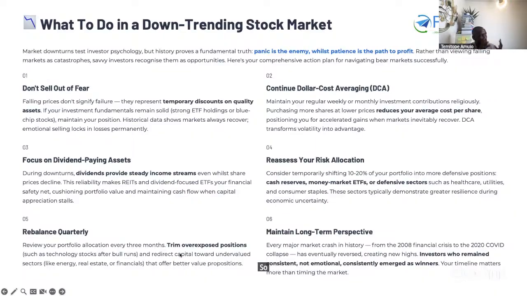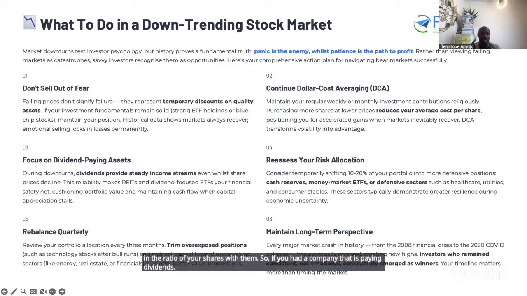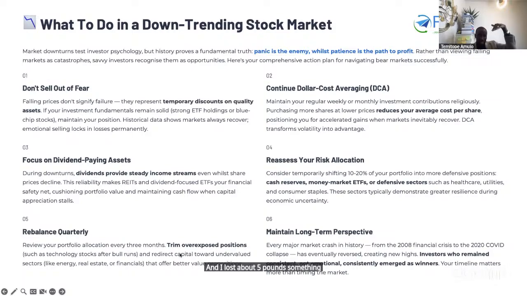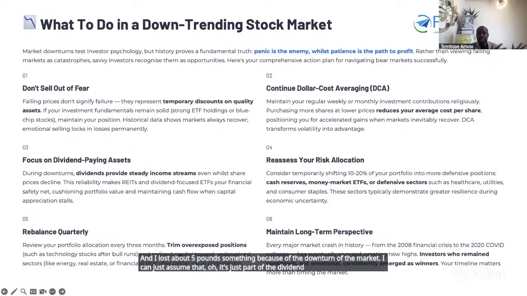So the third one here says focus on dividend paying assets. We talked about dividends earlier, and we said that is the extra money that you get from the profit of the company you've invested in, in the ratio of your shares with them. So if you have a company that is paying dividends, like I told you, there was a dividend I received of about 13 point something pounds, and I lost about £5 something because of the downturn of the market. I can just assume that it's just part of the dividend. My capital is still intact.